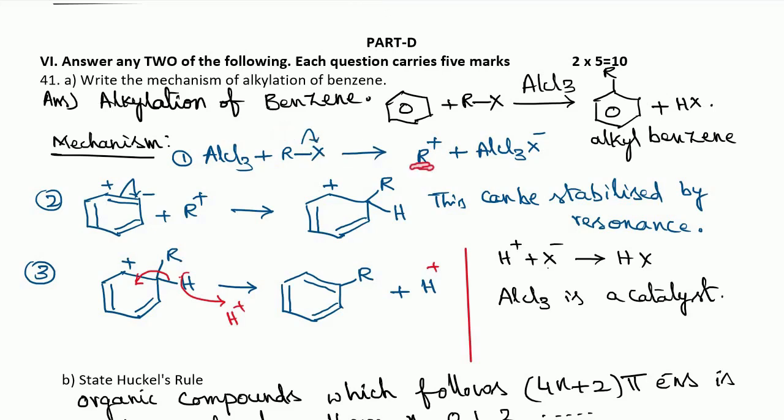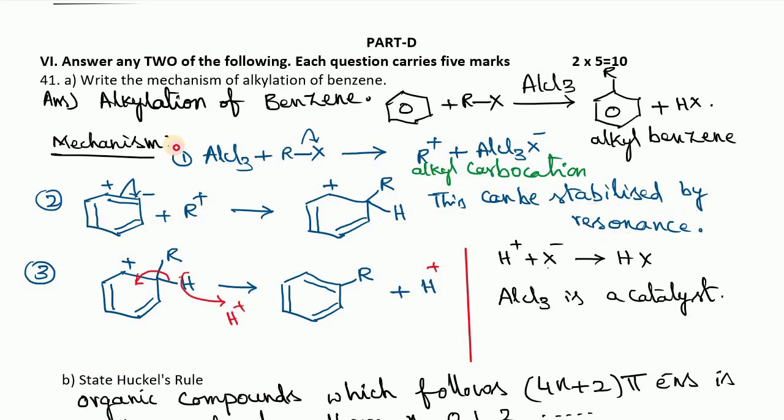So that is called positive. If R is positive, what do you call that? Alkyl carbocation. Next, this carbocation will attack the benzene ring. The pi bond will shift here. It is gaining electrons, minus, and this is plus. So alkyl will attack here, and the positive charge will be stabilized by resonance.